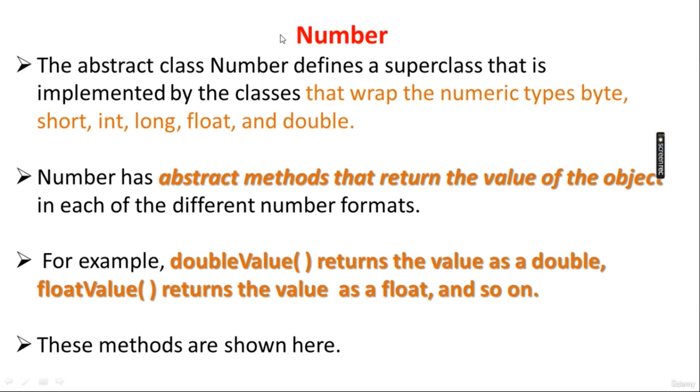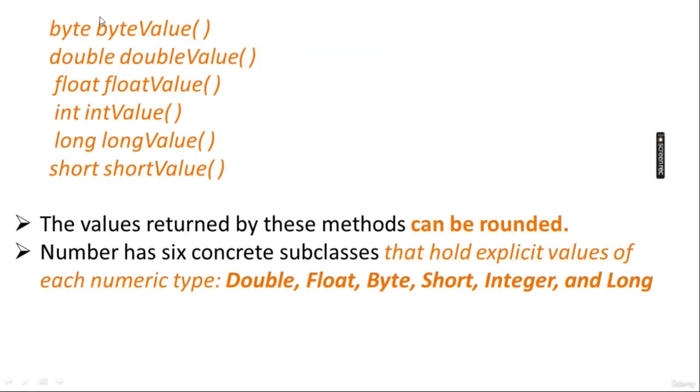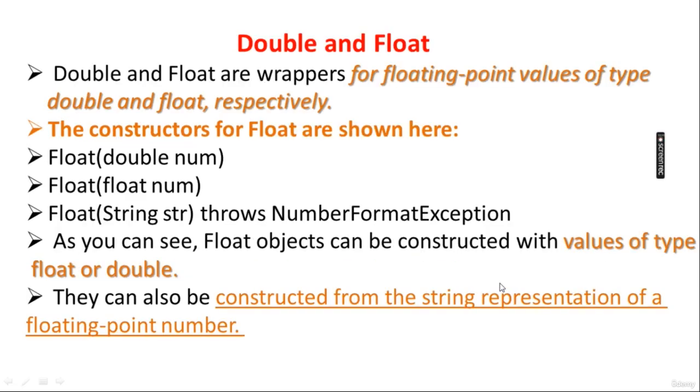So what is Number? Number class is the superclass of all those classes. Those include numeric types like byte, short, int, long, float, and double. This much you have to remember. And these methods will return some particular value in some particular format. The values returned by these methods can be rounded. Number has 6 concrete subclasses that hold explicit values of each numeric type: double, float, byte, short, integer, and long.